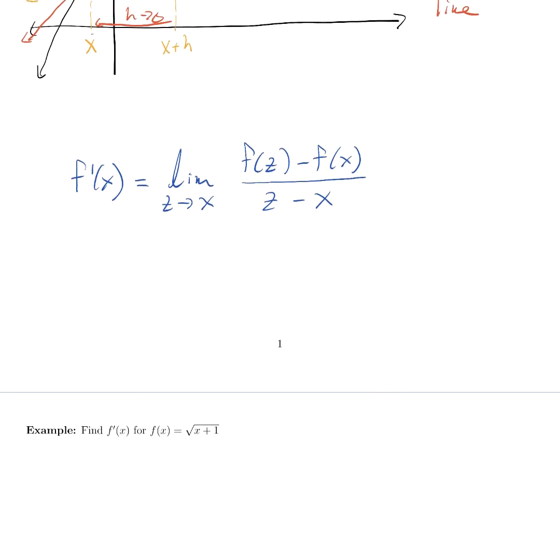Okay. Let's put this into practice once and then think about when derivatives might not exist, and then you can try to put it into practice on the activity. So let's find f prime of x for f of x is the square root of x plus 1. All right, let's take this one step at a time.